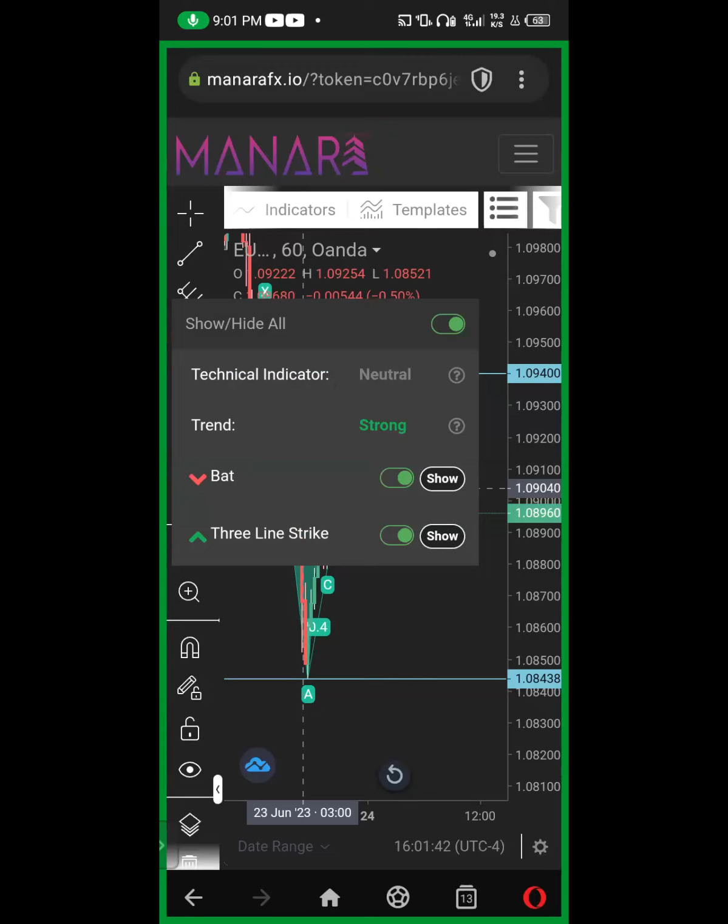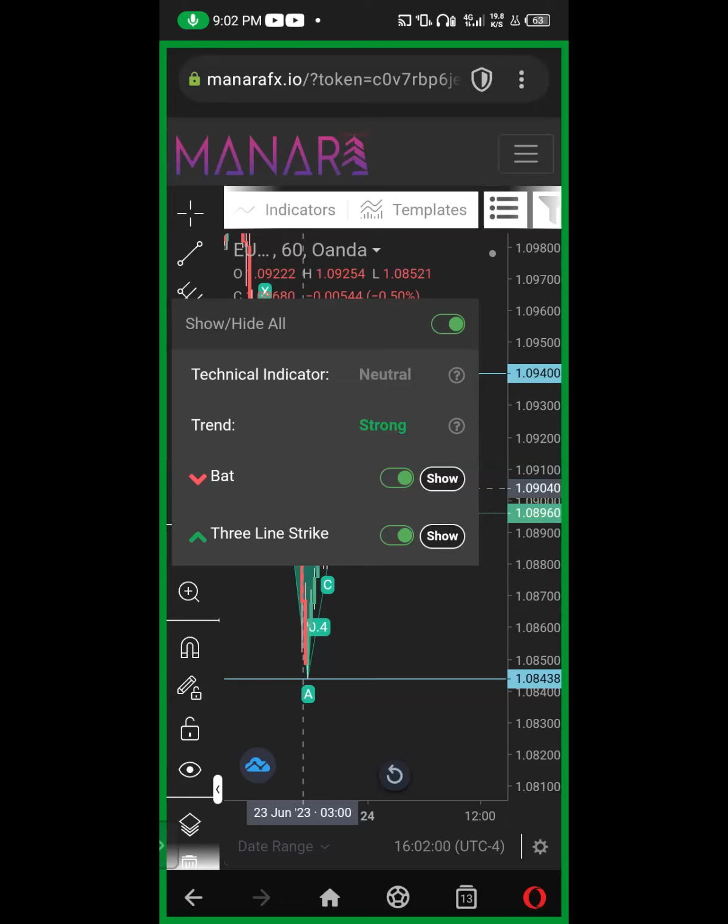Okay, now down there you have 3-line strike. 3-line strike is saying it's strong. I mean, it's buying. Remember, I told you not to focus on that. You focus on the pattern that you set, which is bat, butterfly, double bottom, double top, Gartley, and head and shoulders. I hope you remember this, okay?